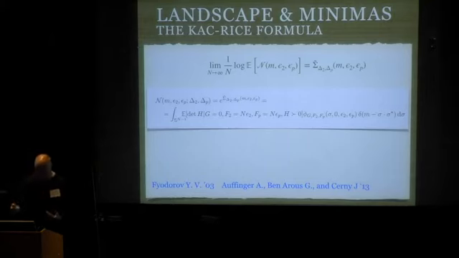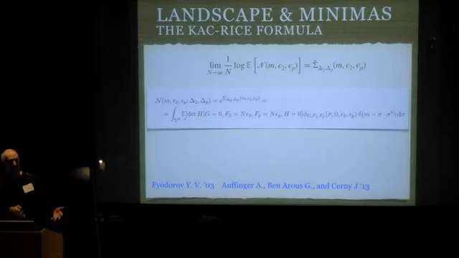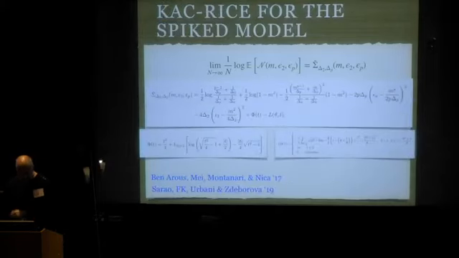But as Giulio told you this morning, there is a map from this object to random matrix theory, and if you work really, really hard, you can actually compute this number. And this is what happens if you do it.